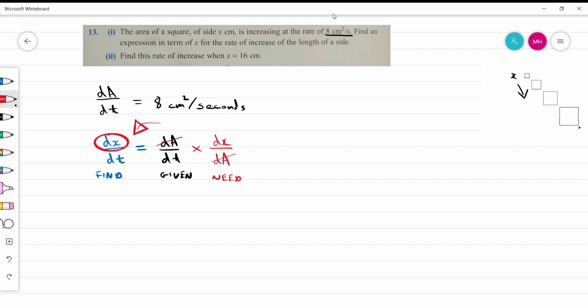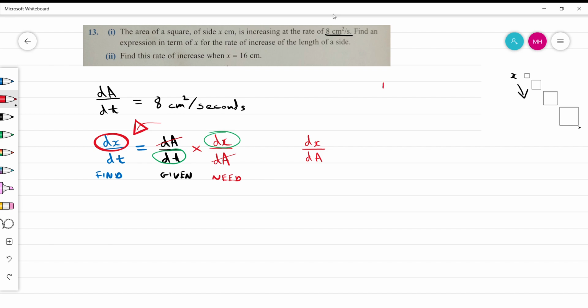Okay, so the kind of trick is you're basically trying to get this, this is what you want, okay, and the A's are going to cancel out. So let's look at this. What is dx/dA? dx/dA. Well, we basically need some kind of equation that has x and A in it.